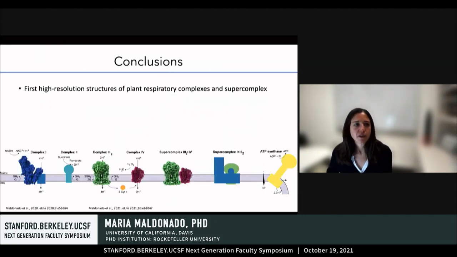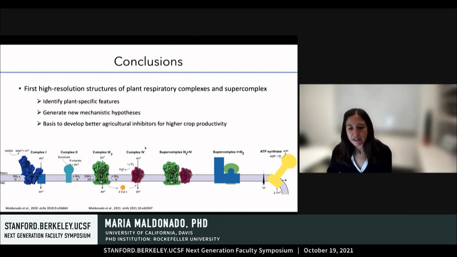So in conclusion, these first high-resolution structures of the plant respiratory complexes and supercomplexes firstly identified several new plant-specific features, furthering our knowledge of plant respiration. They also allowed us to generate new mechanistic hypotheses, which we can now experimentally test. And more broadly, they laid the foundation for the development of more specific, more selective agricultural inhibitors to improve crop productivity.